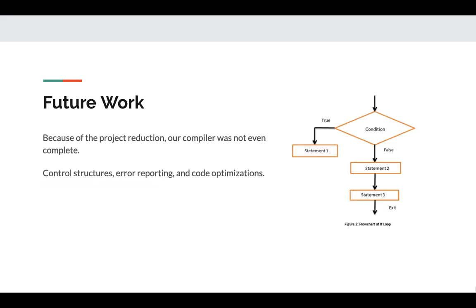Because of the project reduction, our compiler was not complete. Continuing forward, we would implement code generation for the rest of the language, which includes the control structures and function blocks. We also need to implement error reporting to report to the programmer where syntax errors or invalid tokens are located in the source code. And lastly, our group did not implement any sort of code optimizations, so we would try to implement some like common subexpression elimination, peephole optimization, register allocation, and instruction scheduling.